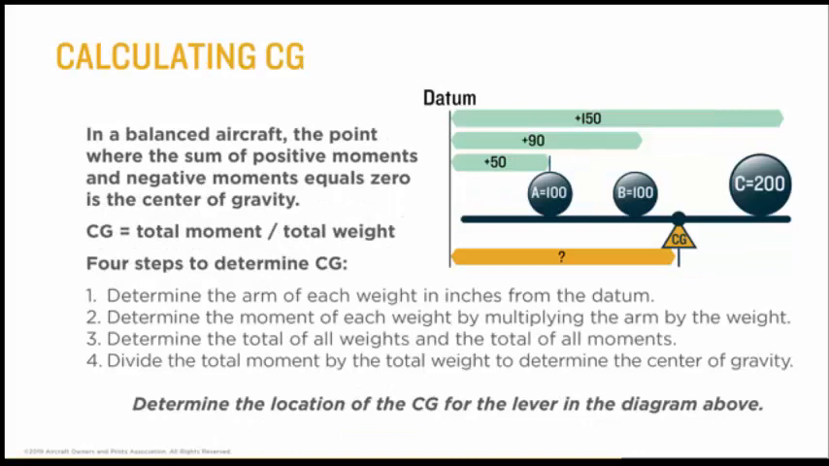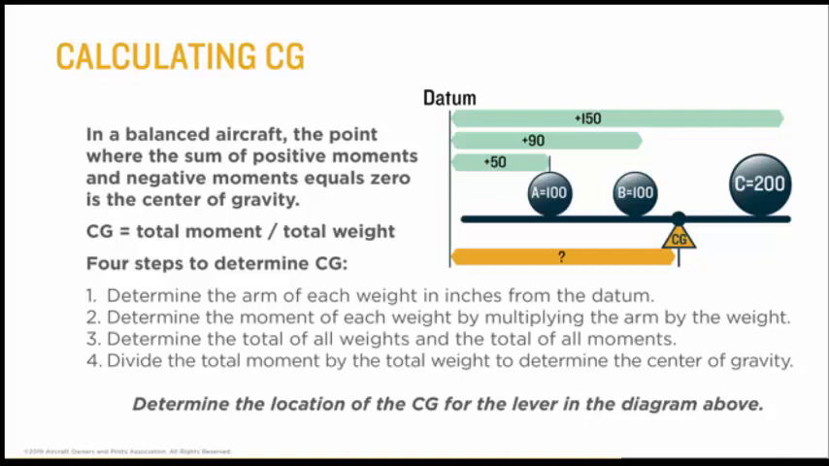So in a balanced aircraft, the point where the sum of positive moments and negative moments equals 0 is the center of gravity. So we can see the center of gravity is equal to the total moment divided by the total weight. So we've got the steps there to determine this. We're just going to go through this and practice it. So we need to determine the arm of each weight in inches from the datum. We can see that up there already for us.